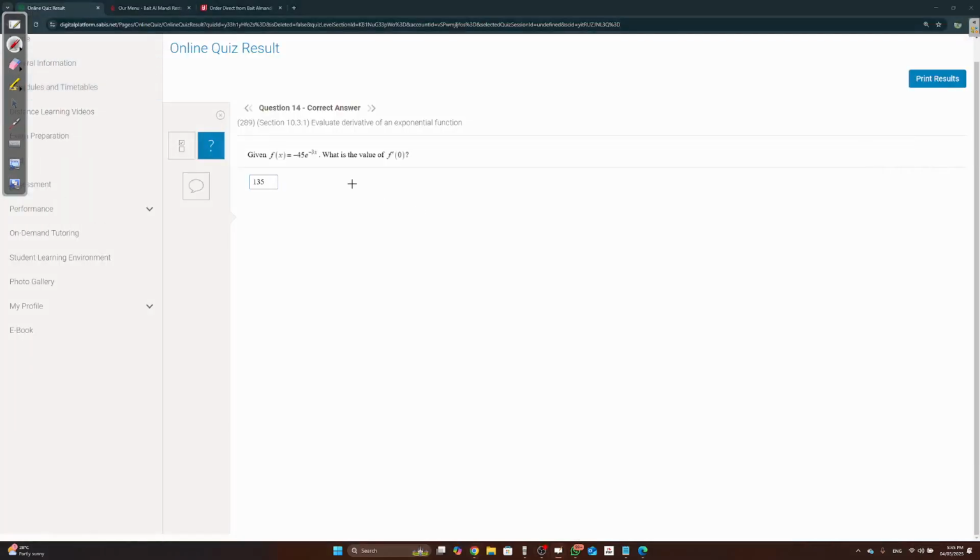Given f of x is negative 45 e to the power of negative 3x, what is f prime of 0? Okay, here do we have a to the x or e to the x? We have e to the x. So what do we use? Our rule for differentiation for e to the power of x. What's the derivative of e to the power of x? It's just e to the power of x. Right?